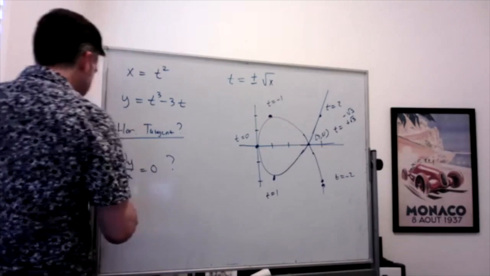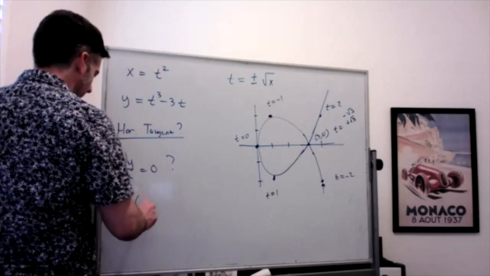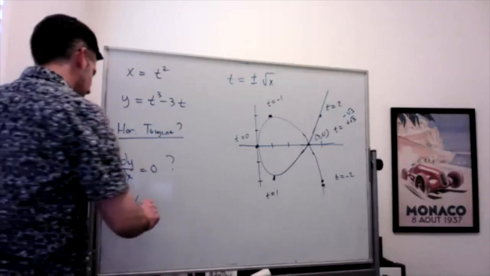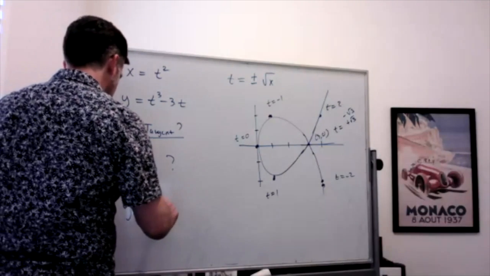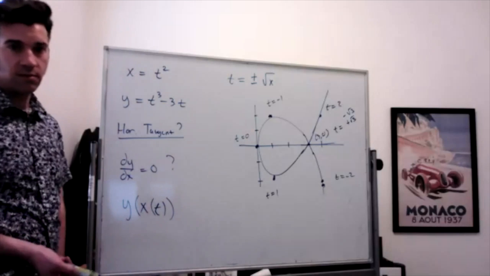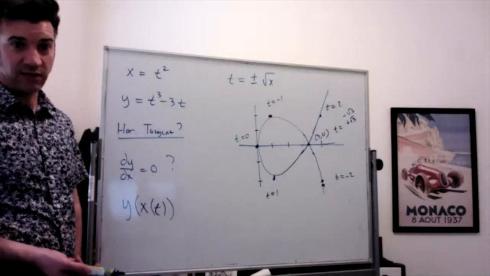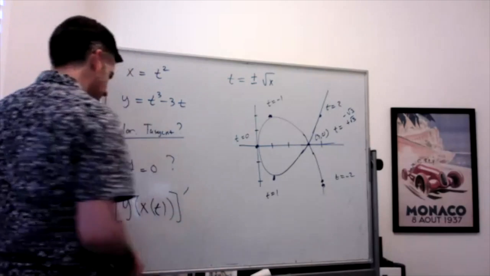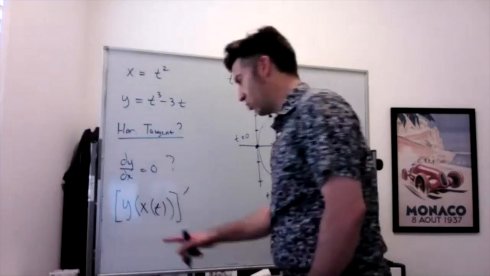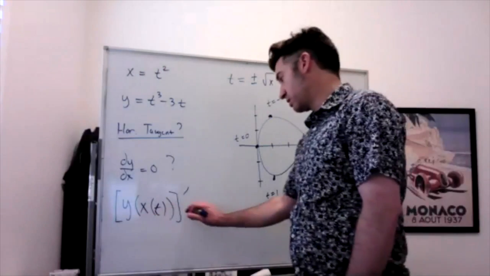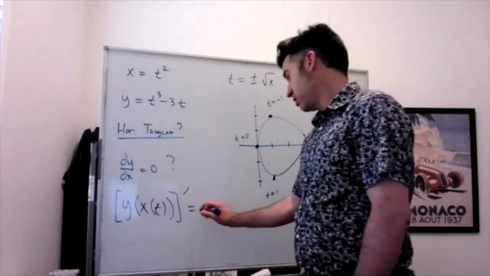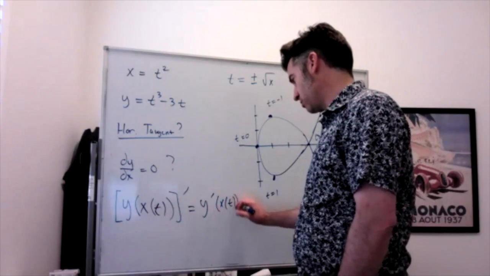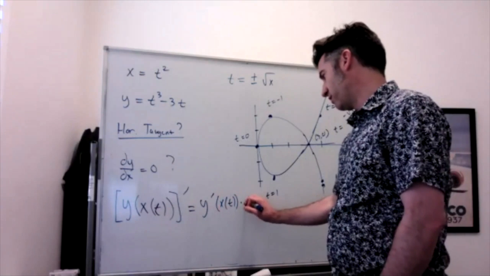So we have y as a function of x, or at least we are thinking of y as a function of x. But x is itself a function of t. So we can think of y of x of t. And if we take the derivative of that, y as a function of t, we know the chain rule: it's the derivative of the outer function, leave the insides alone, times the derivative of the insides.